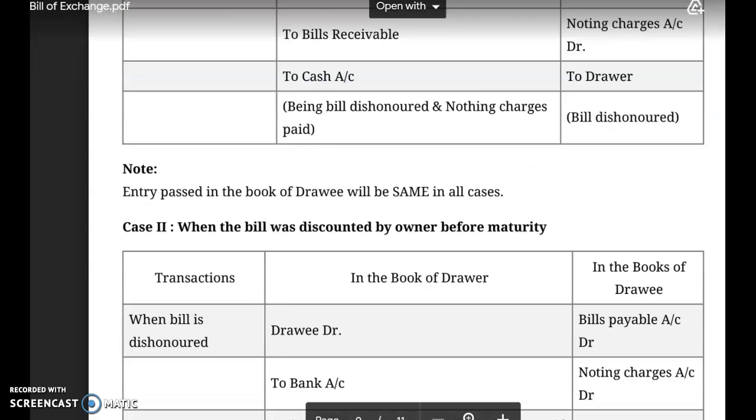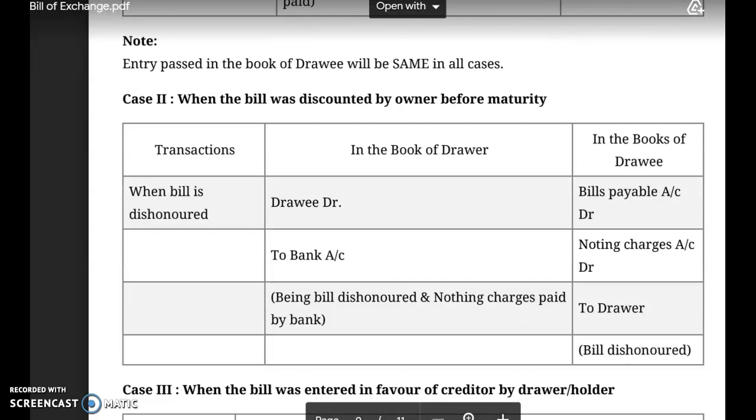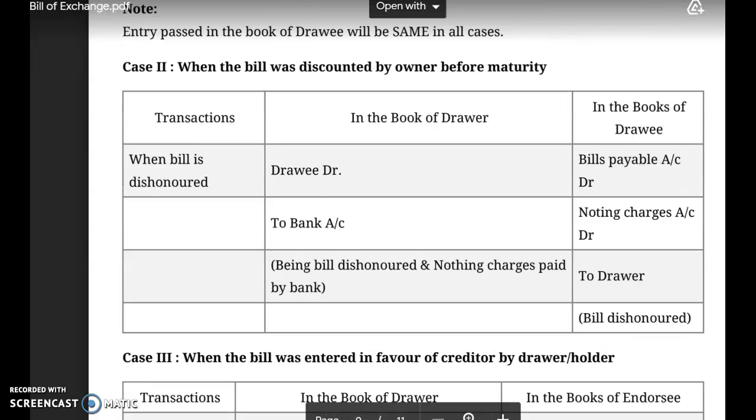Now, if we come across to the second case, when the bill was discounted by the owner before maturity. Now understand, already the bill is with whom? With the bank. Who will get its notification? The bank. Who will make the payment of noting charges? The bank. Now, the bank first makes the noting charges payment, but later on recovers from whom? From the drawer. And the drawer in return recovers from whom?